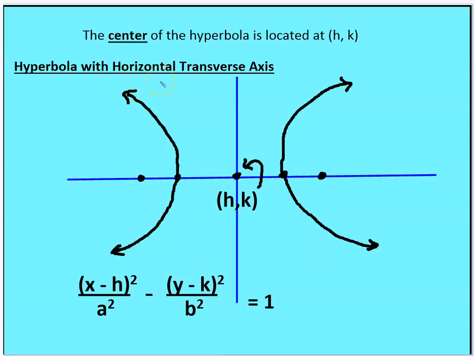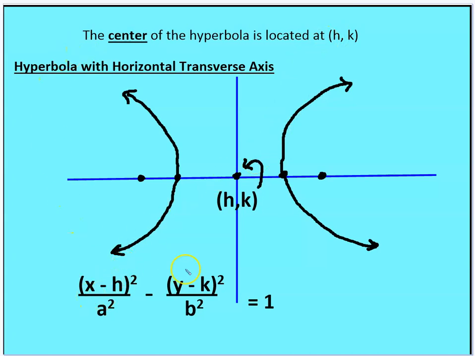All right, so I'm going to go ahead and give you the form of a hyperbola, both with a horizontal transverse axis and also a vertical transverse axis. The center of the hyperbola is located at (h, k). So here's my center (h, k). Nothing changes between centers for ellipses or circles and hyperbolas.